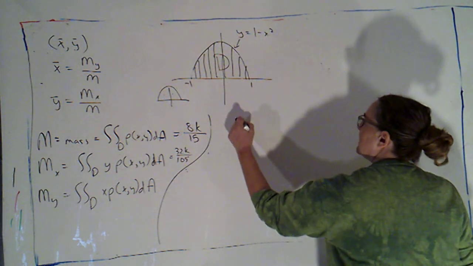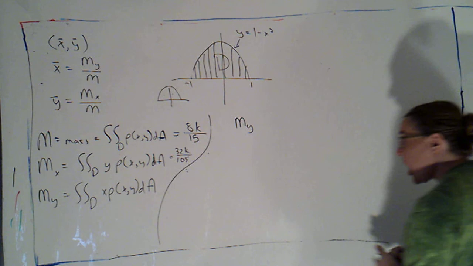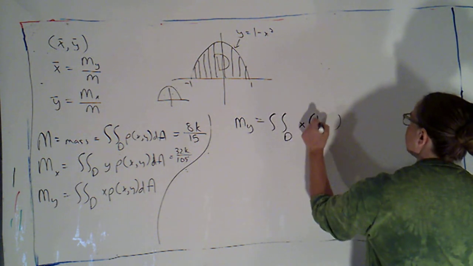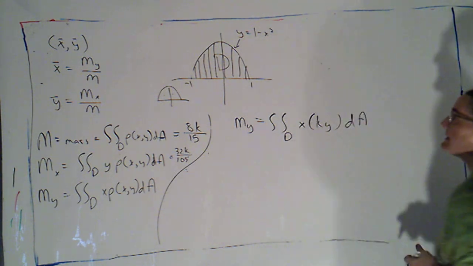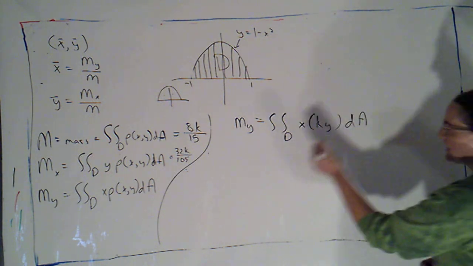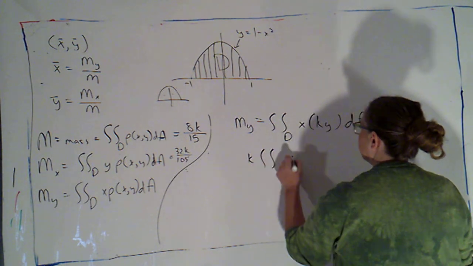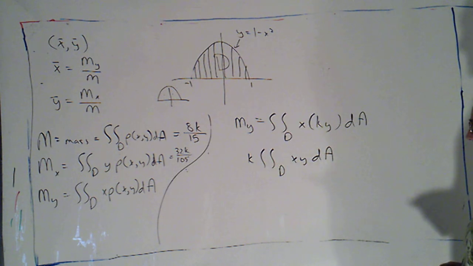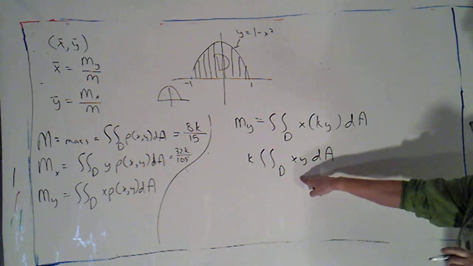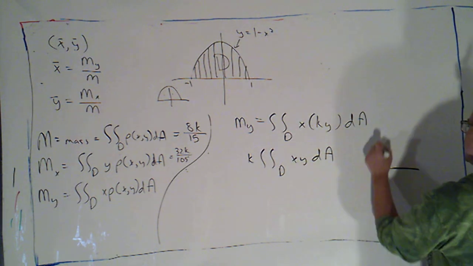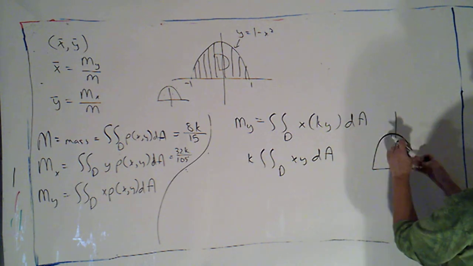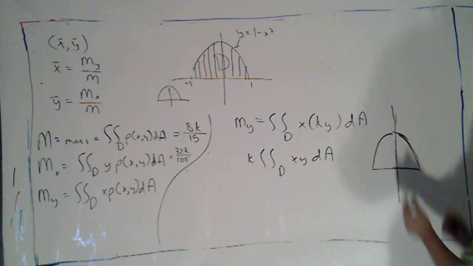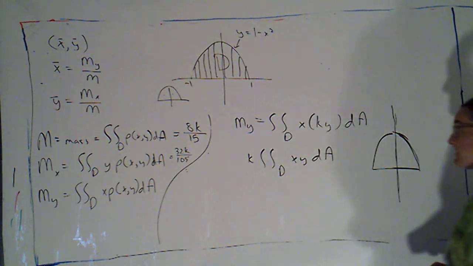Okay, so m sub y is the double integral over d of x times the density function dA. I can factor out the k, xy, dA. Now I'm going to use symmetry here. My region was nicely symmetric, so that the left side and the right side was much more symmetric than this particular shape. The left side was an exact mirror image of the right side.